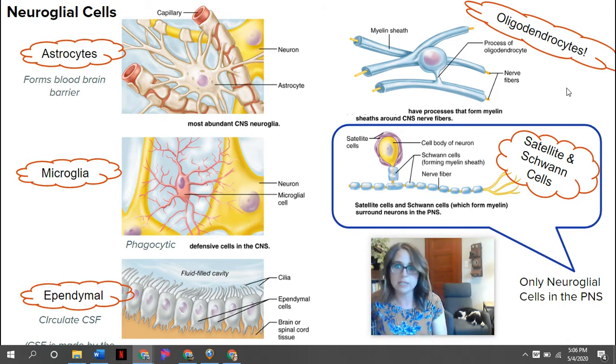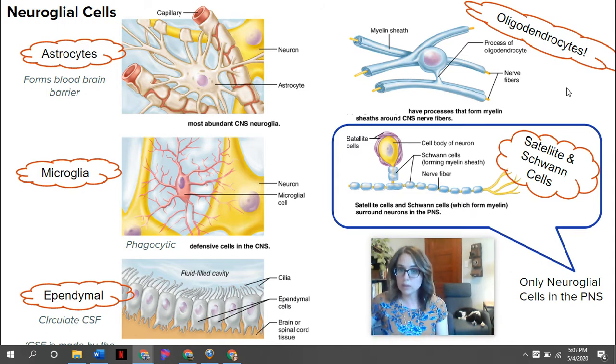All right, flipping in your packet here to page two. You do need to know not the pictures, but the functions of these different neuroglia cells. Neuroglia. These are the cells that are, along with the neurons, part of the nervous system.